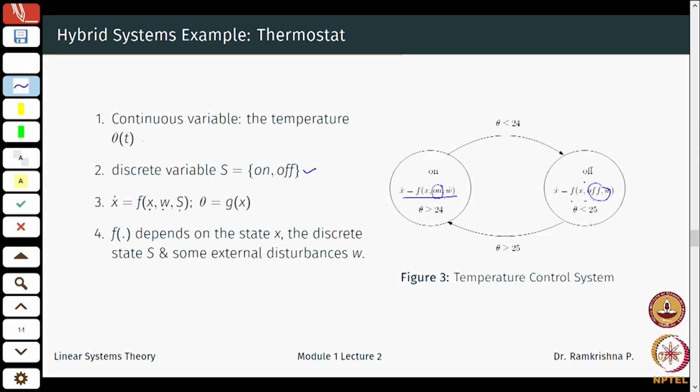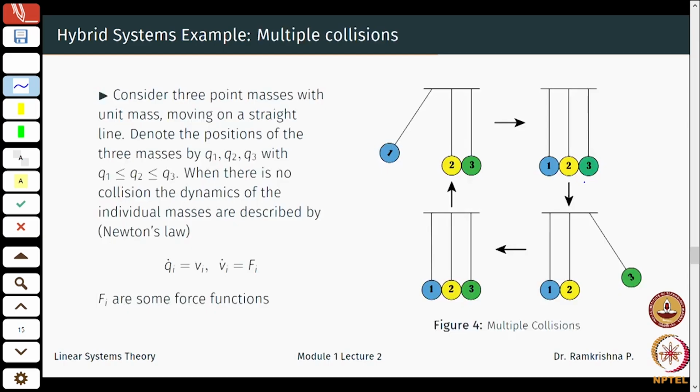I will not do the example of that, but you can find it in plenty of literature. One interesting thing which I thought I would do here is the system of multiple collisions. This is important because much of our JEE training in those days talked of elastic and inelastic collisions. Can we revisit those in a different way than what we were taught?